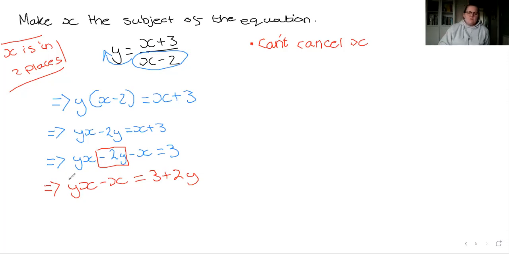It's not the last stage, but the next thing that we want to move is our y here. So we have yx. So we have y times x, and we're going to want to divide by y this time, so divide both sides by y. If we divide the first side by y, we end up with x - x. This side, we're going to divide by y, so we're going to have (3 + 2y)/y.